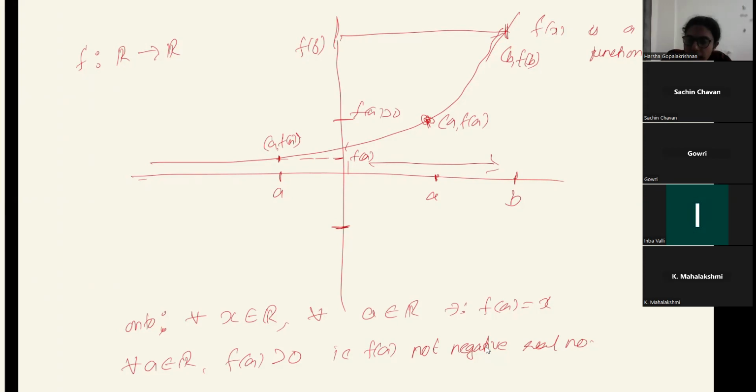So we can say there does not exist any real number which maps to the negative y-axis. Is that clear? For example, if I am taking the horizontal line here, it does not intersect with the graph. So this is the equivalent condition of saying that it is not onto. Clear?